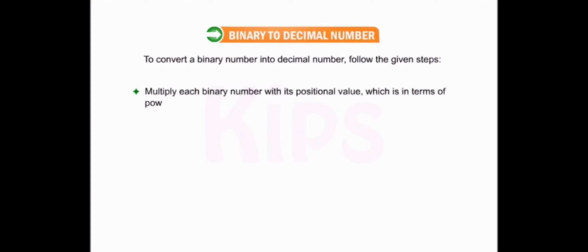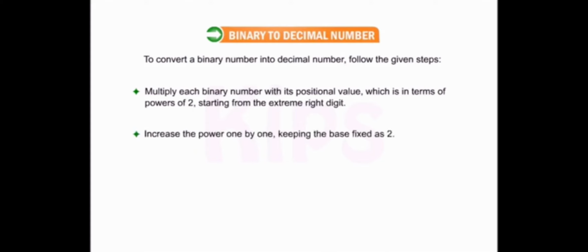Now we shall learn how to convert from a binary number to a decimal number. To convert a binary number into a decimal number, follow the given steps. Multiply each binary digit with its positional value, which is in terms of powers of 2, starting from the extreme right digit. Increase the power one by one, keeping the base fixed as 2. Sum up all products to get the decimal number.